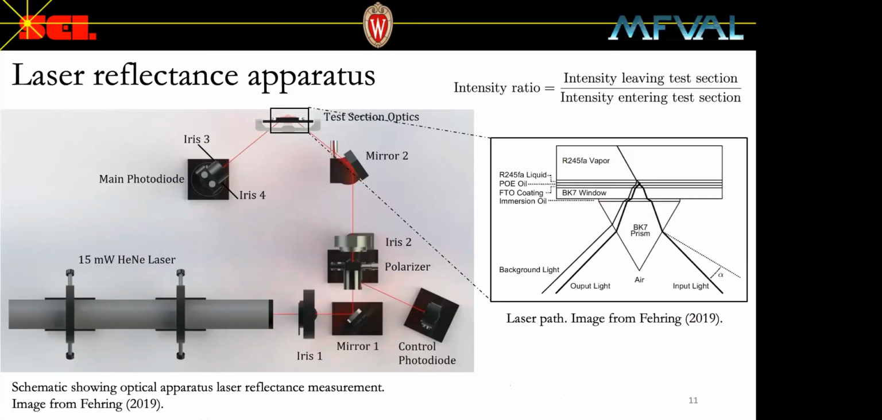On the left is a schematic of the laser reflectance apparatus, which includes polarizers, lasers, diodes, and then eventually the test section is shown here. The figure on the right displays the laser path through the prism, through the glass, to the interface, and then eventually back out through the prism and to the receiving diode.